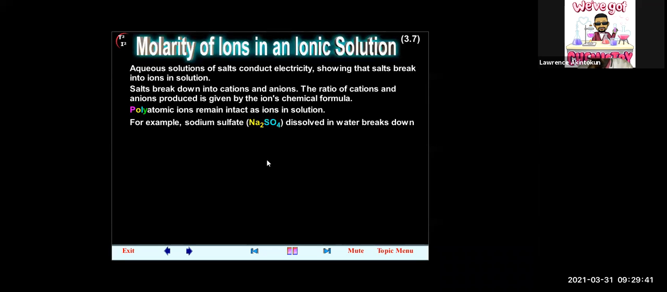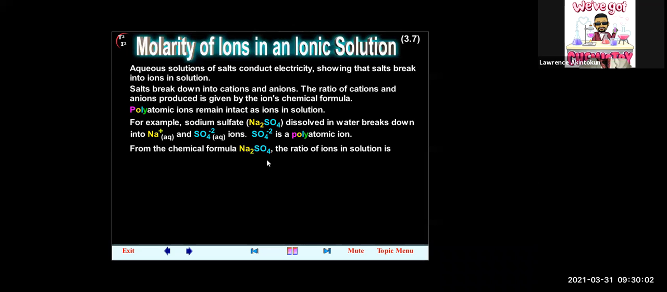For example, sodium sulfate dissolved in water breaks down into Na+ (aq) and SO4 2- (aq) ions. SO4 2- is a polyatomic ion. From the chemical formula Na2SO4, the ratio of ions in solution is 2 Na+ (aq) plus SO4 2- (aq). Consider an aqueous solution of 1 molar NaCl.